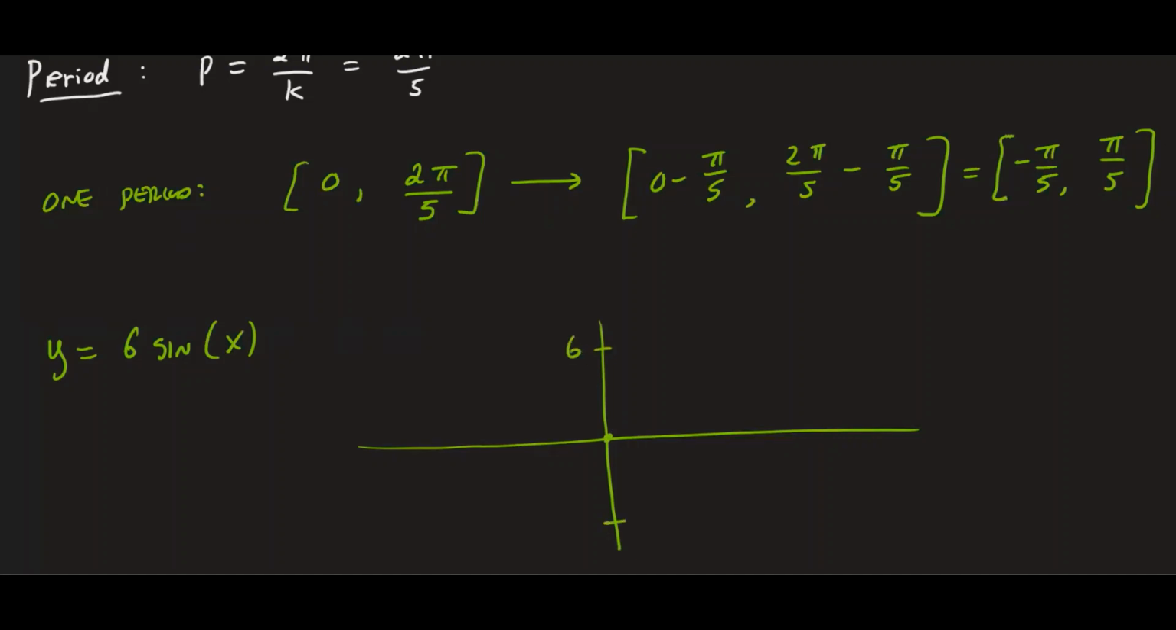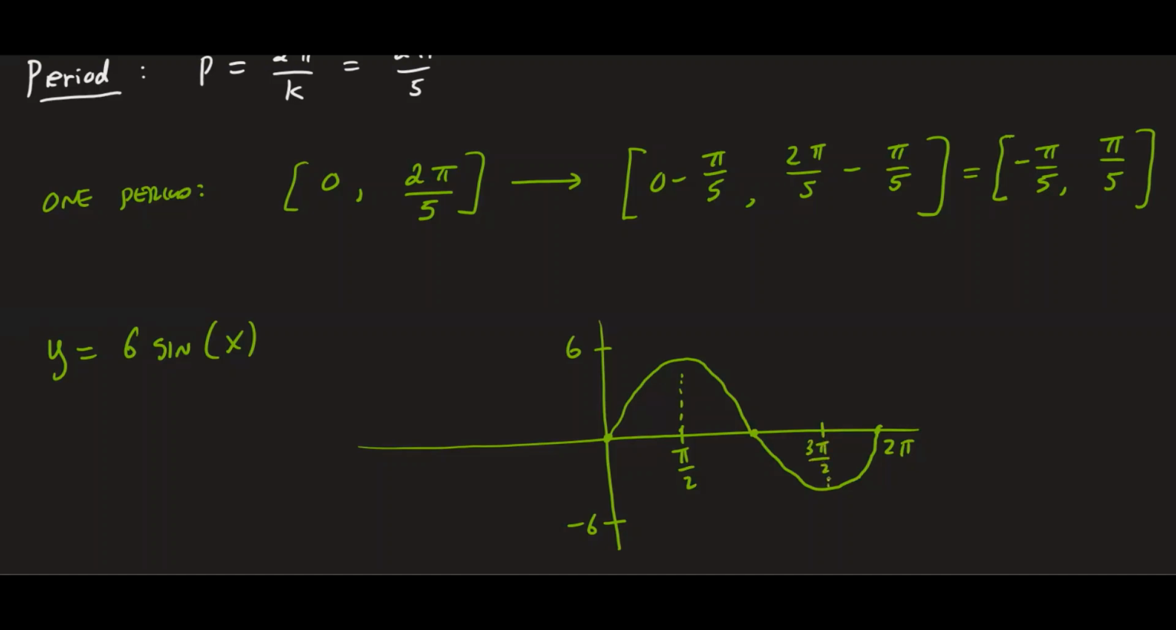So we have 6 and negative 6. And then it goes up, comes down, and then goes back to 0. So this height is obtained at pi over 2. This is pi, and this is 2 pi. So that's what we call 1 period. It's just 3 pi over 2.